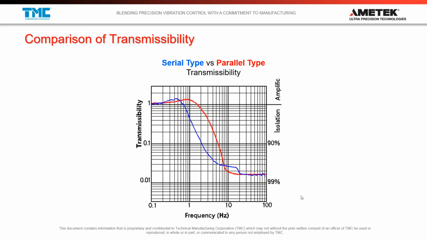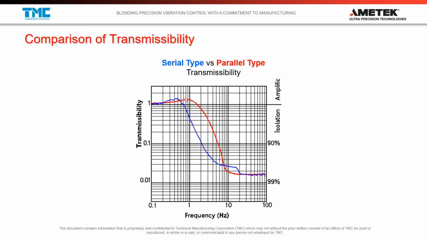But when you compare parallel versus serial type, you see here in the red line, the parallel type transmissibility, where you're amplifying around 1 hertz, and then not really getting really good performance until, you know, 5 or 10 hertz, 5 or 6 hertz. And then you start seeing better performance once you get higher frequencies, once the passive portion of the architecture, sort of that contribution from the passive springs, high isolation, that high frequency starts to kick in.